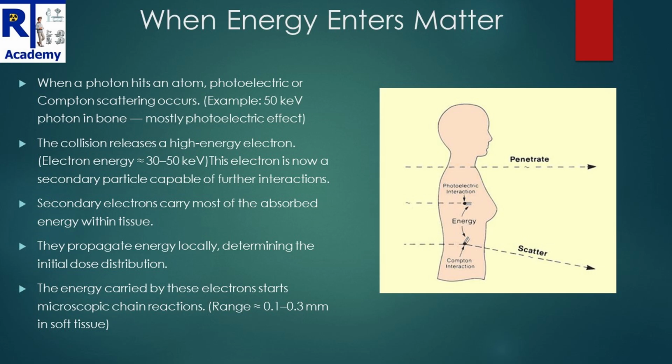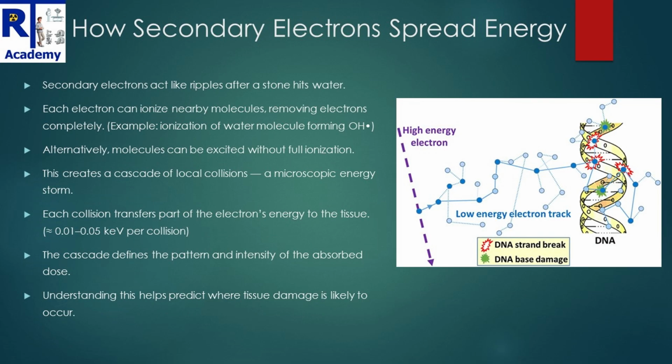Every time a photon collides with an atom, and one of the previously mentioned interactions occurs, for example photoelectric or Compton, the result is the same. A high-energy electron is released. These electrons are called secondary or scattered electrons because they themselves become active particles that can interact with other molecules.